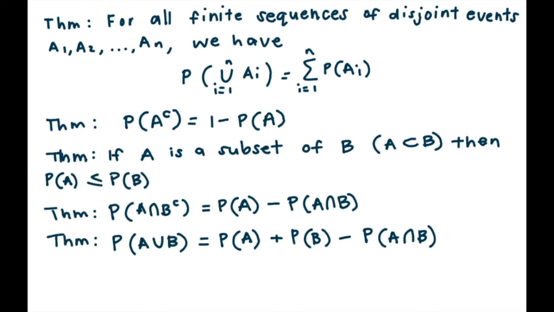Next, if A is a subset of B, which can be notationally written like this, then the probability of A is less than or equal to the probability of B. Following that, we have the probability of A intersection B complement equals the probability of A minus the probability of A intersection B. And lastly, the probability of A union B equals the probability of A plus the probability of B minus the probability of A intersection B. It is important to know these theorems really well so that you'll be able to solve problems on a test easily.